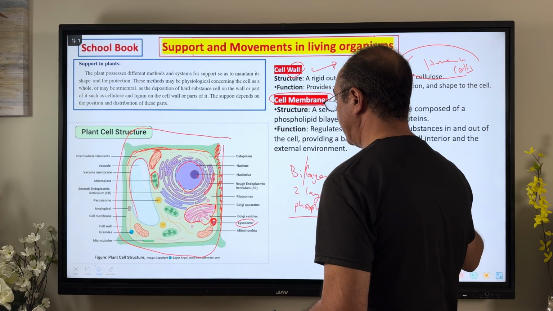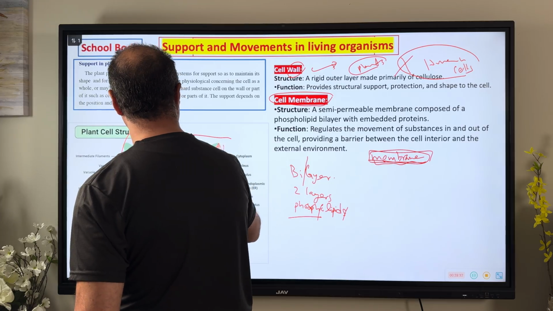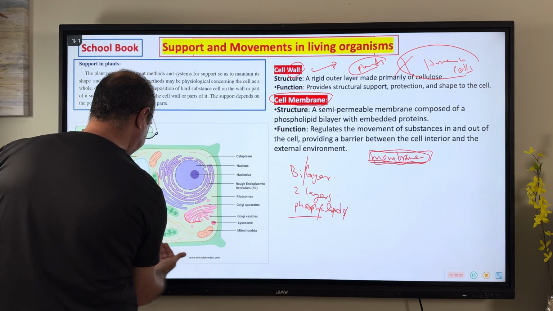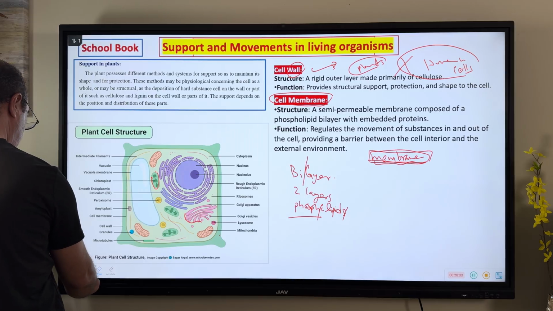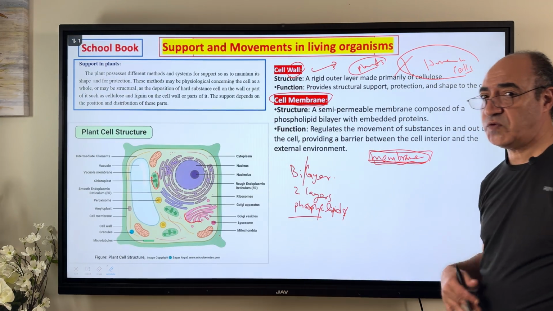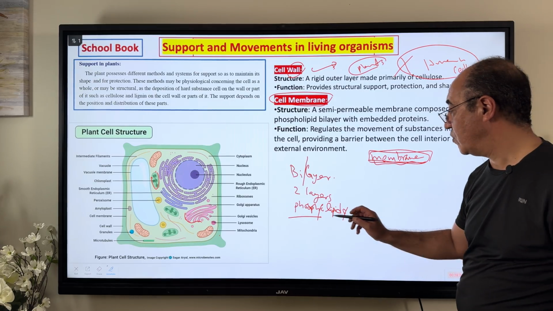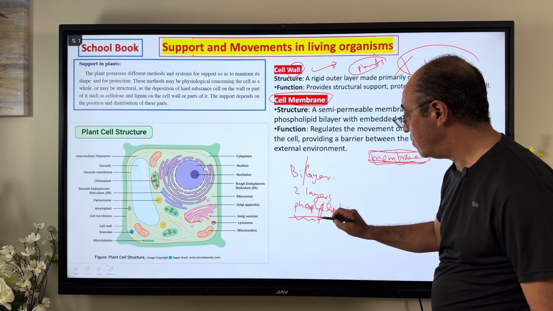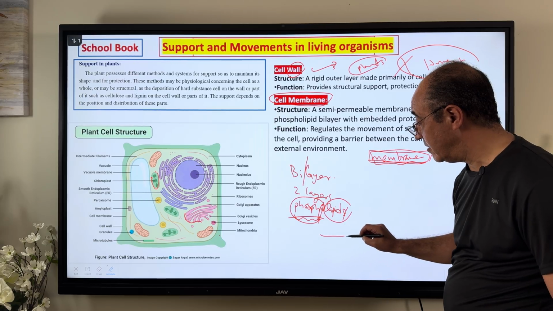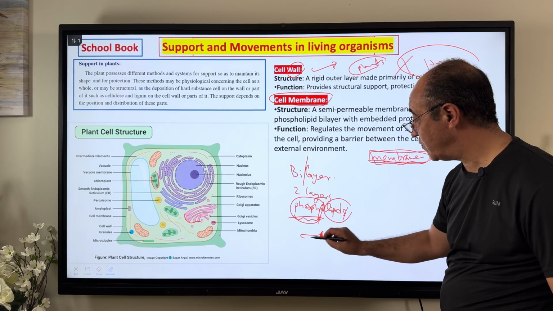So let's go back to the bilayer composition. All right, so the bilayer is made of phospholipids, right? So phospho, it's a phosphate group, and lipids. So these are lipids, with a phosphate group attached to them.